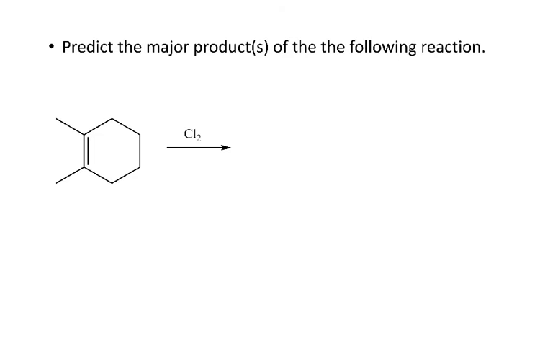So we will get one product where the chlorine adds to the top, and so the methyl group will be pushed to the back. Then in the other case, the chlorine has to add from the bottom. That will push the methyl group to the top.